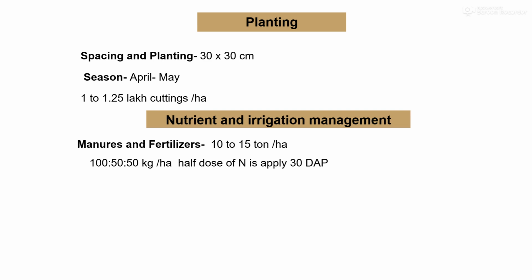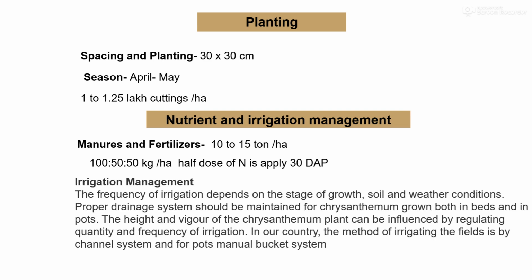At the time of planting, we apply half the amount of nitrogen and the full amount of P and K, and the remaining half of the nitrogen we apply 30 days after planting. So though the recommended dose is 150-50, in this way we can split the doses and apply.